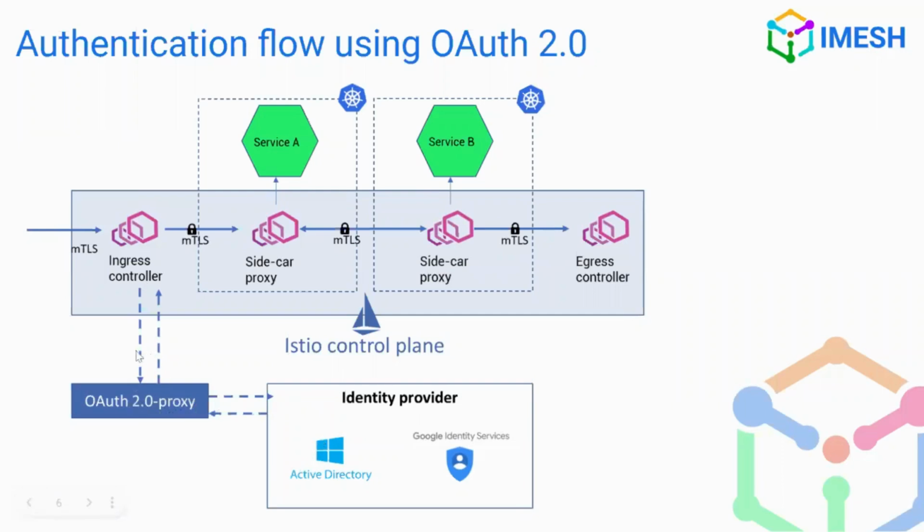Envoy then uses this access token, some sort of token we can think of, to authenticate the user and authorize the request. If the access token is valid and the user is authorized, the request will be allowed to process.